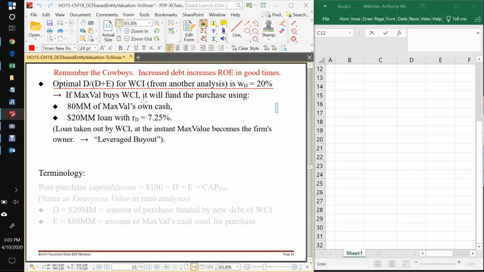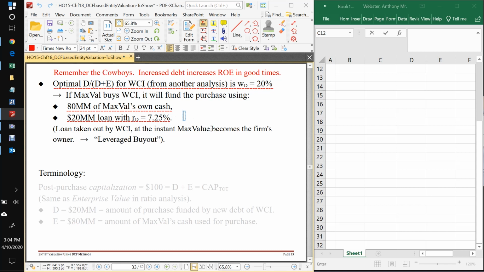So how are they going to do it? They're going to fund the purchase as follows. They'll use 80 million of their own cash. And this is exactly analogous to what we did with the Cowboys when we were talking about ratio analysis. They'll use 80 million of their own cash, and then they'll get the company, not them, but they'll get WCI to take out a $20 million loan with an RD of 7.25%. And that loan will be taken out at the very moment ownership is transferred, and the 20 million that comes in the door to the company will immediately go to the family with the 80 million of Max Value's cash. So the family gets a total of 100 million, and now the company has this $20 million loan.